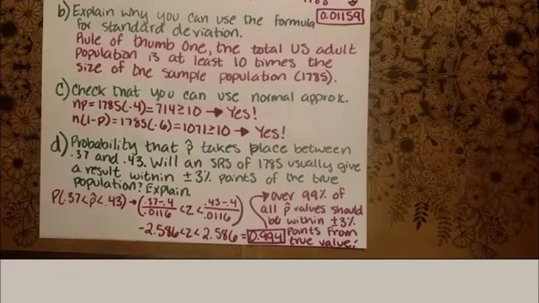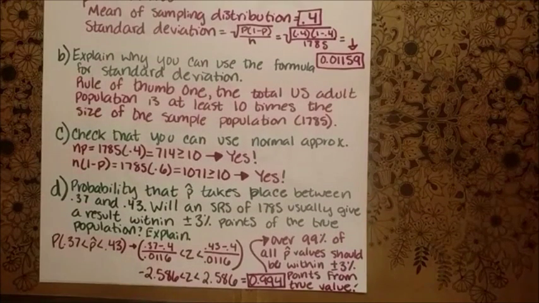The last question for our basic question is the probability that p-hat falls between 0.37 and 0.43, and will an SRS of 1785 usually give a result within 3 percentage points of the true population. So it's basically asking how valid this is, is it going to be close to the true population, or is it going to be kind of off?